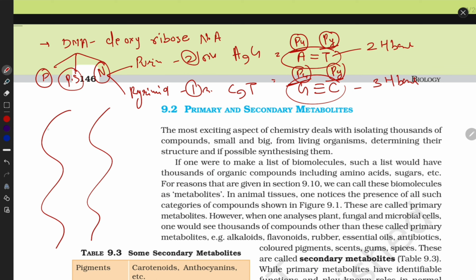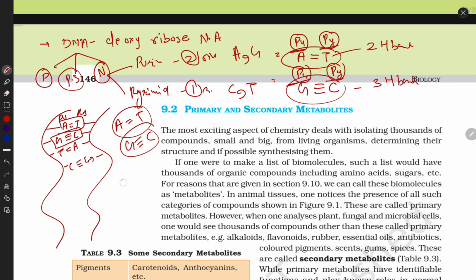Okay, they bind in this manner. You can change the orientation guys; don't say that here is purine or here is pyrimidine. No, you can change, there are multiple orientations, but still purine binds with pyrimidine. Always A binds with T, double bond. Always G binds with C. If you change their sequence, mutation occurs. Okay guys, RNA is single stranded.